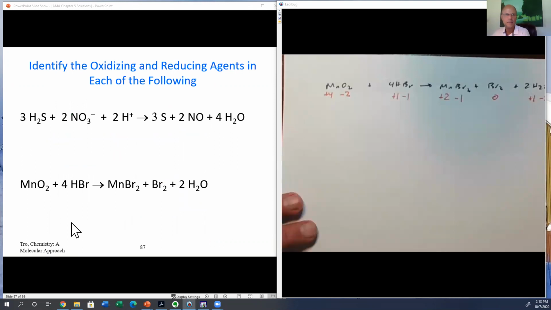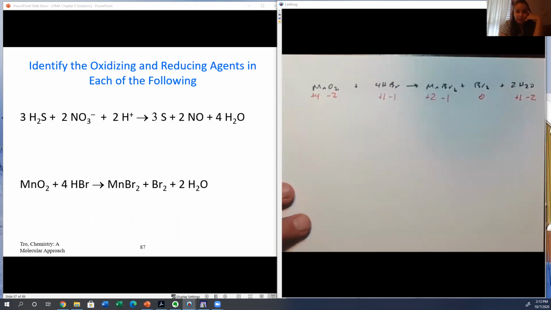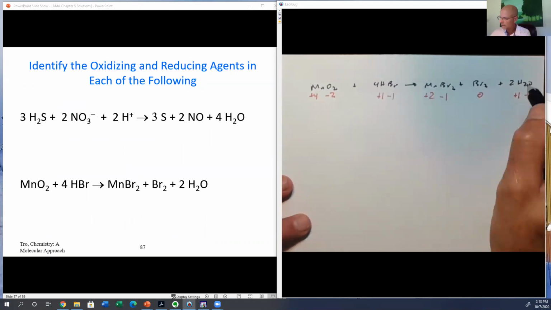Okay, Nayeli. Hi. Is there a reason why you don't take into account the number before the element, like the 4, when you're doing the oxidation states? Correct, because the oxidation state is just within the compound. You don't have to worry about the coefficient.